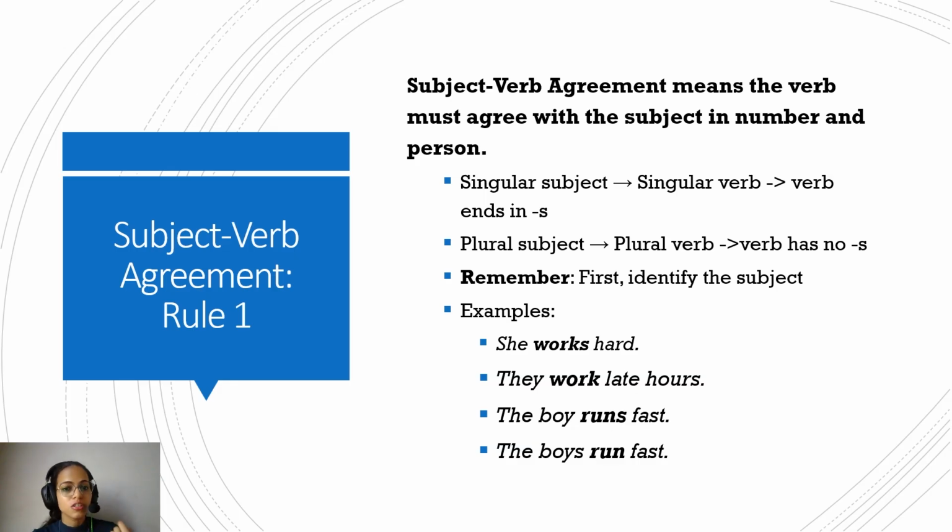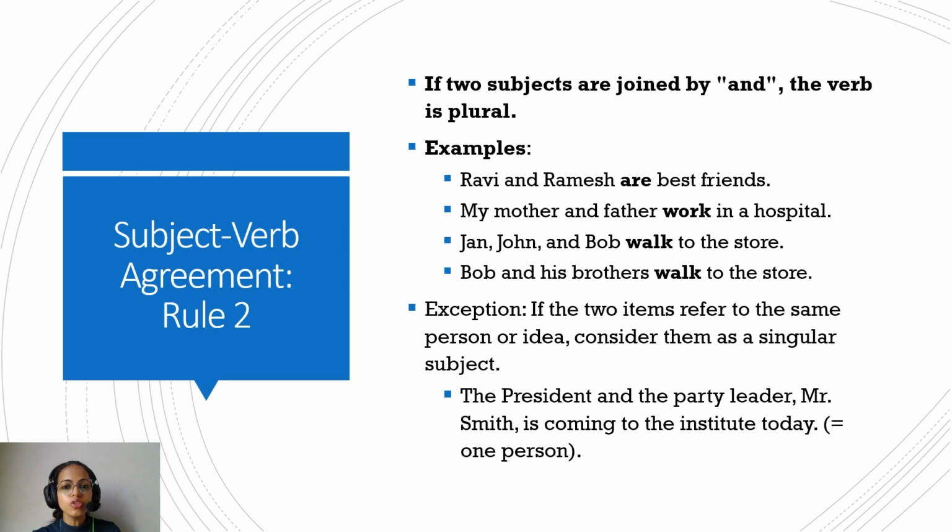The boys run fast. Here the subject is the boys. It's plural, so the verb will also be plural. So there is no s after run. So it's the boys run fast. Okay, simple enough. Now let's look at rule 2.